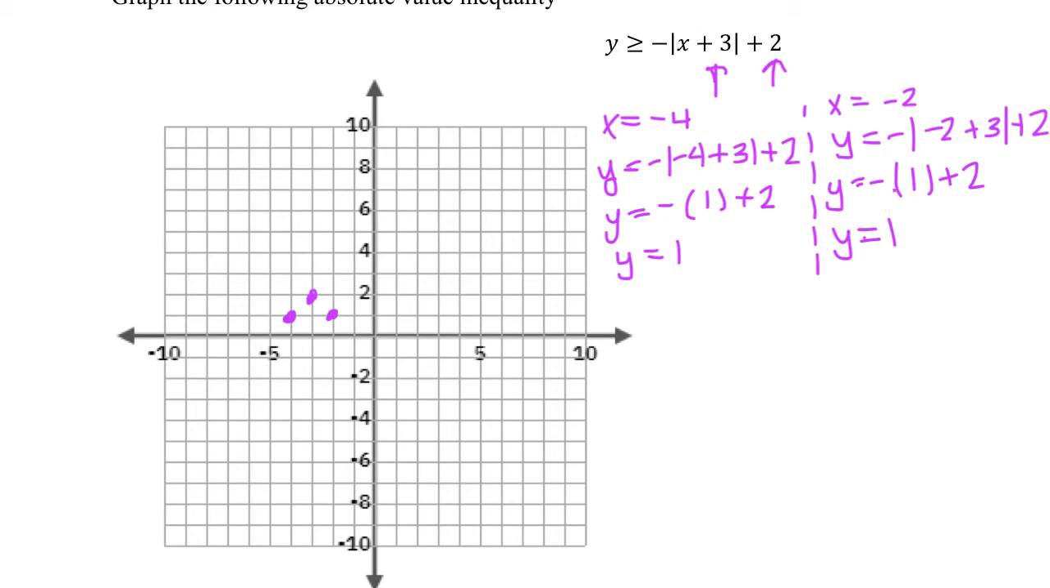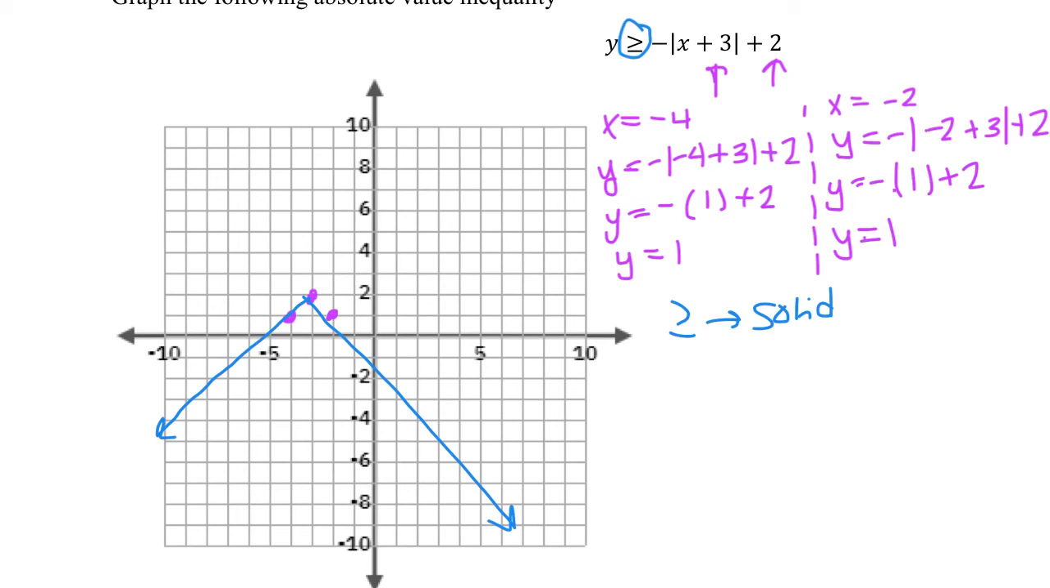Now we have to figure out what kind of line we're going to be using, solid or dashed. That is the inequality symbol, and we have a greater than or equal to. Because it has that equal to, that means we're going to use a solid line this time. So we're going to draw a solid line through my points, best you can. Then we're going to pick a test point to figure out where we're going to shade.